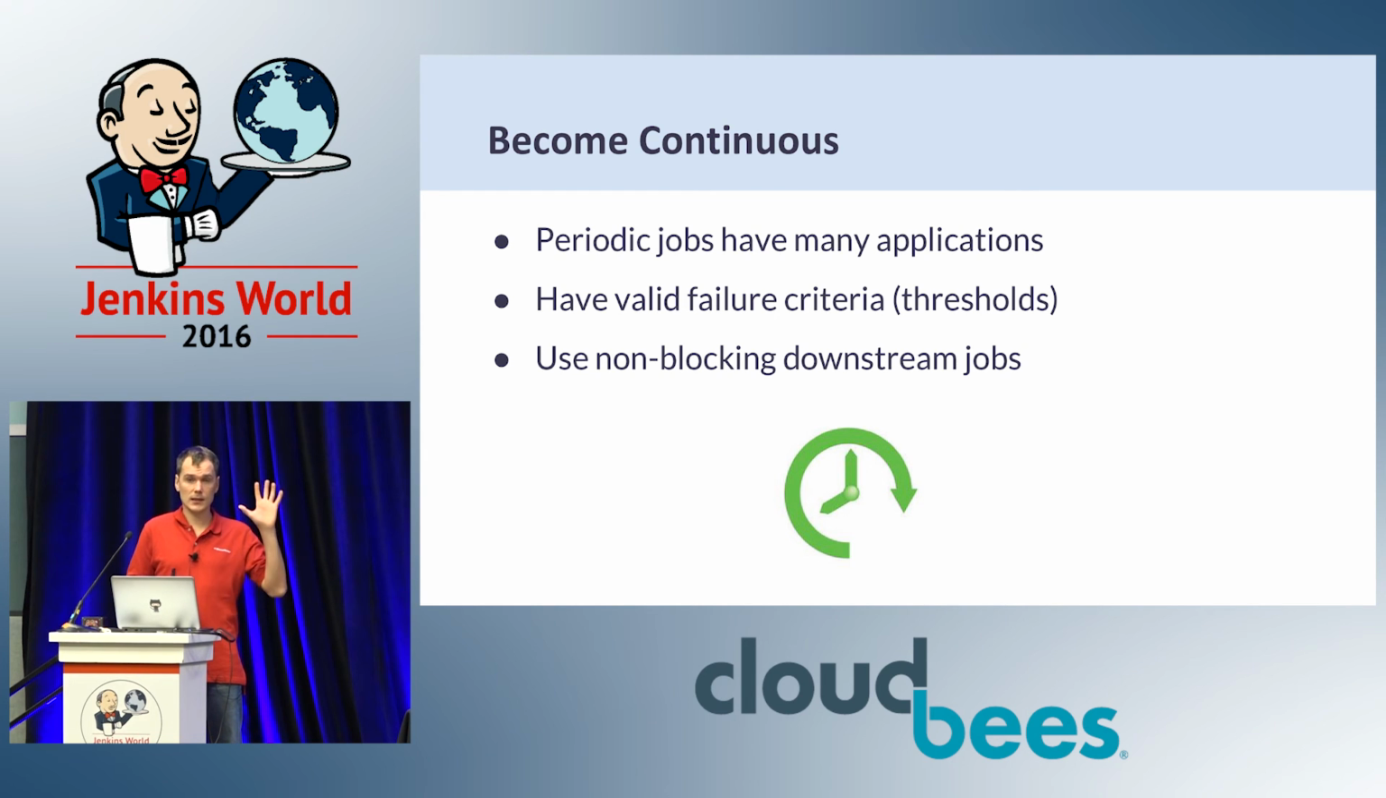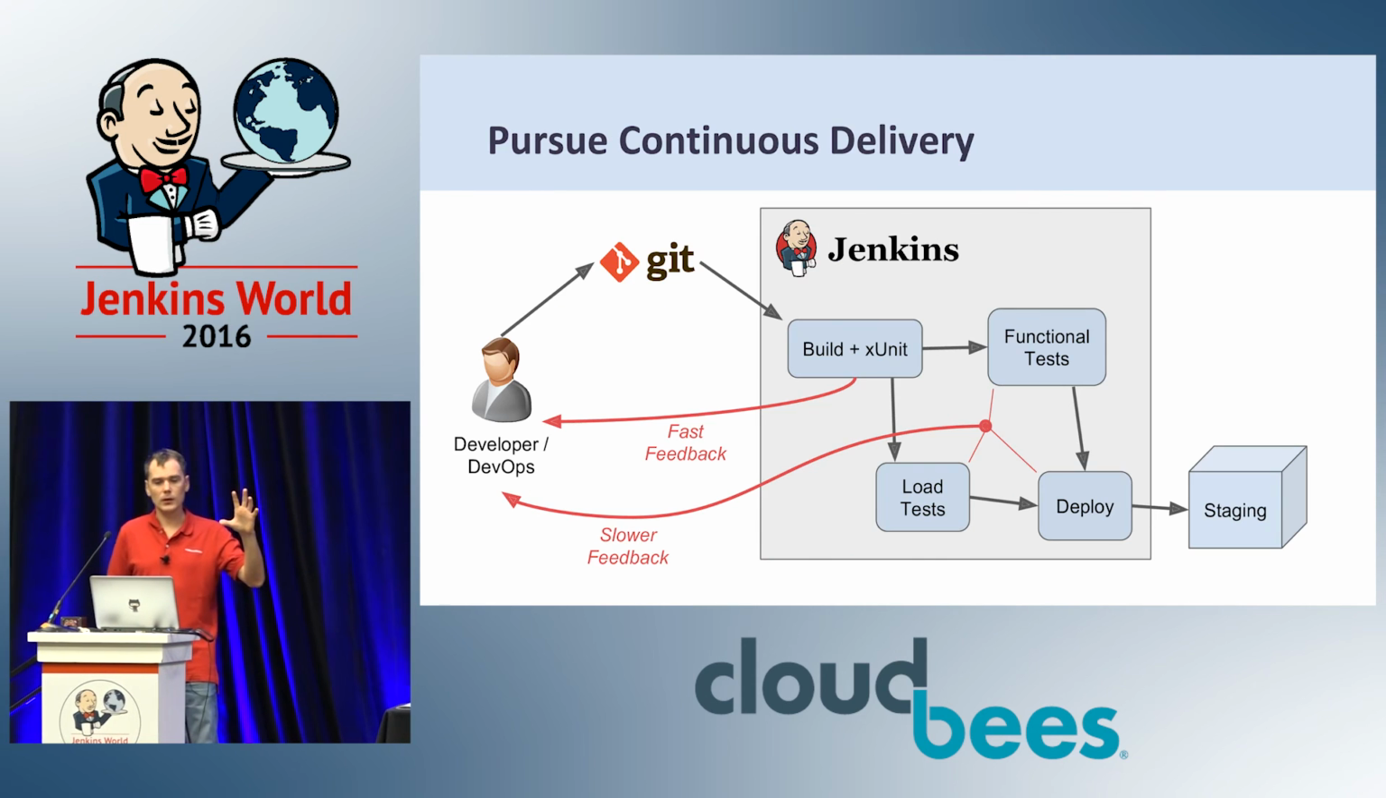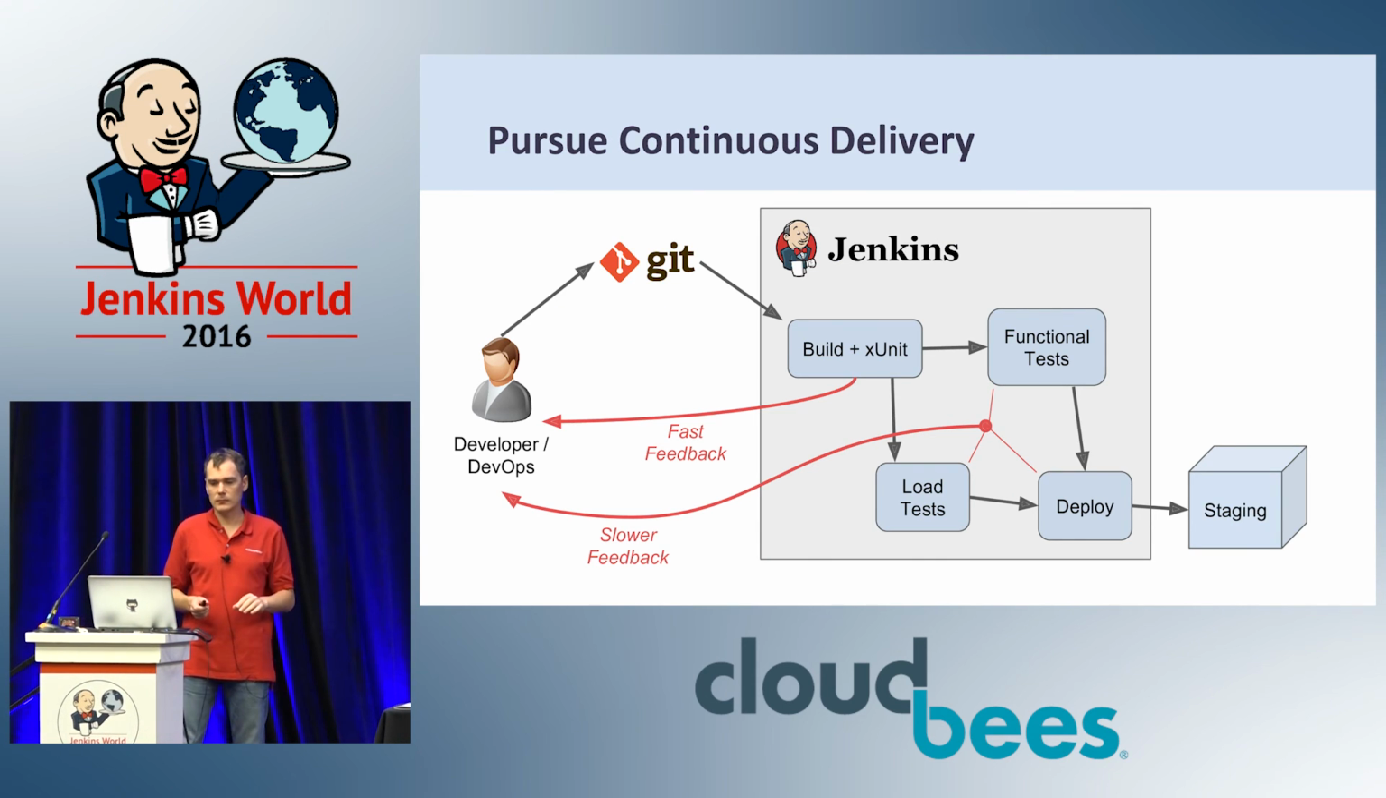You can set one job to do unit tests and trigger the performance test, but don't block the unit test job from finishing and reporting success to the developer. And by that, you will allow this kind of flow. This is the full picture of how you should do it.